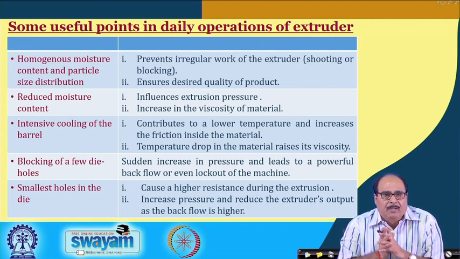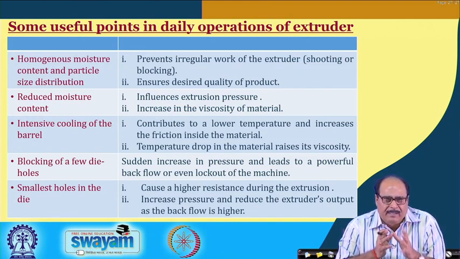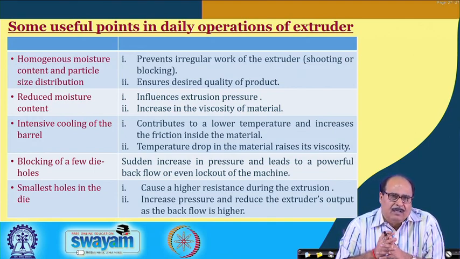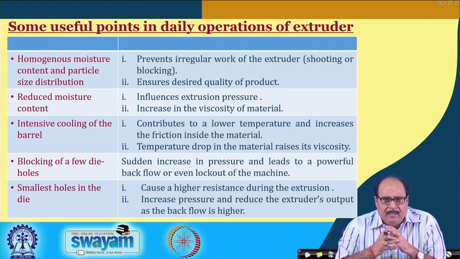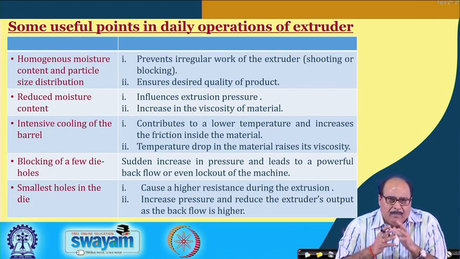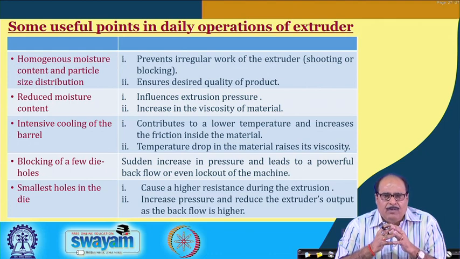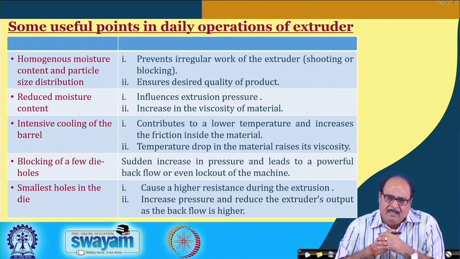So, these are some of the points which, if one takes care of all these things, the extrusion process becomes very versatile and very easy to operate. One can use this process and other parameters appropriately. One can have optimum screw configurations and optimum barrel design, proper machine parameters, and by controlling these, one can get the product of desired characteristics.